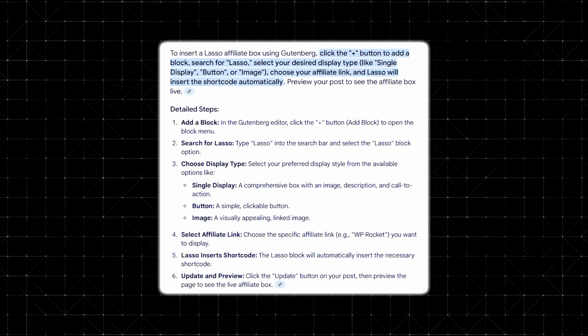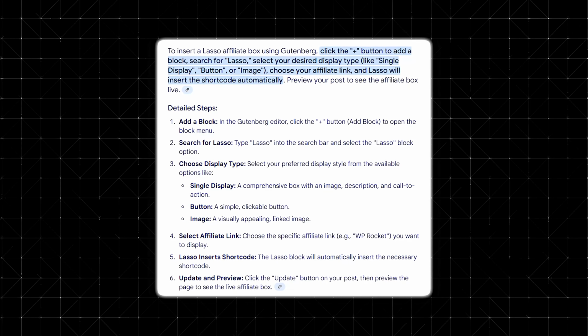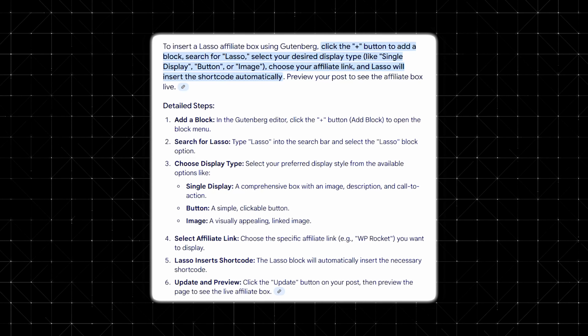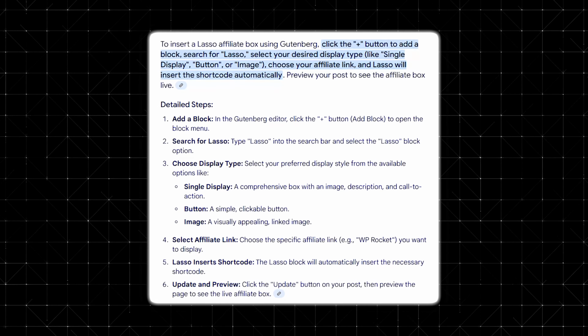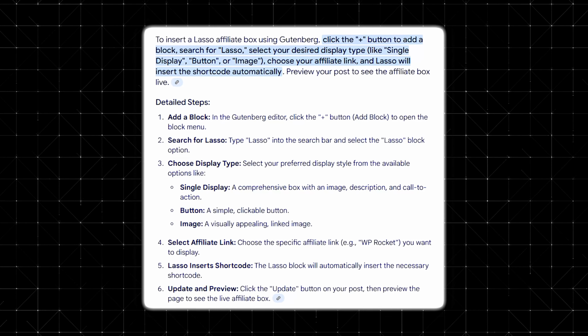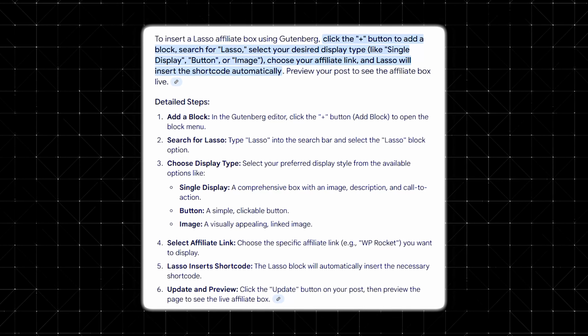You'll see options like single display, a nice all-in-one box with an image, description, and a call to action. Button is a clean clickable button. Image, a linked image, which is super eye-catching. Pick the one that you want and select your affiliate link. And that's it. Lasso will insert the shortcode right there. Click update on your post, and when you preview your page, you'll see the affiliate box live.